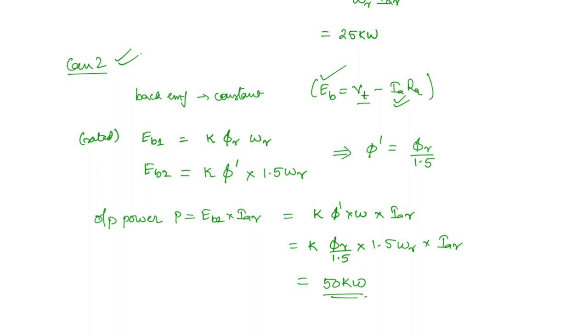Now another easy way in which you can get this direct answer is what? We know that the field control is a constant power control. Okay, in armature voltage control, torque will be constant. So this is a concept we have already discussed. So in that way also, since the power doesn't change in field control, it will remain at 50 kilowatts. You don't have to do all of this calculation.